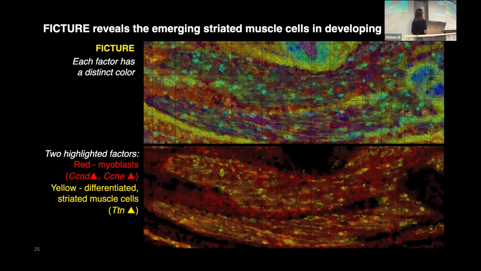So here on the top is FICTURE result with each pixel colored by inferred latent factors. So we see this elongated muscle fibers emerging in this differentiating tissue. At the bottom, we highlight two factors. The red pixels are from myoblast, and the yellow pixels are from the differentiating striated muscle cells. So those factors are labeled because they're distinct macrogenes.